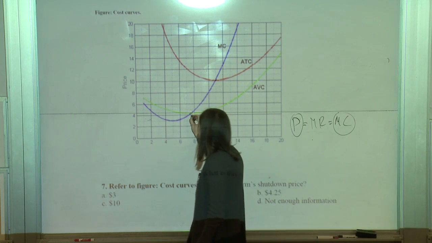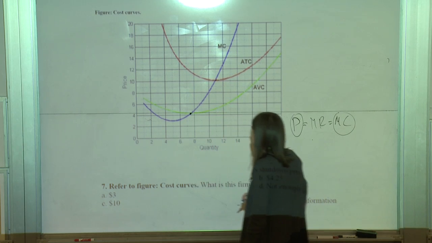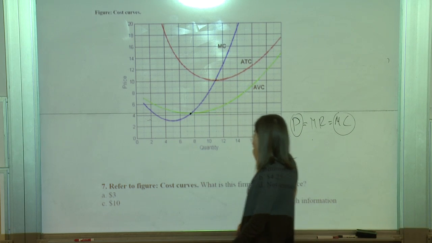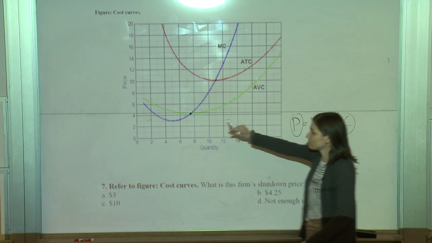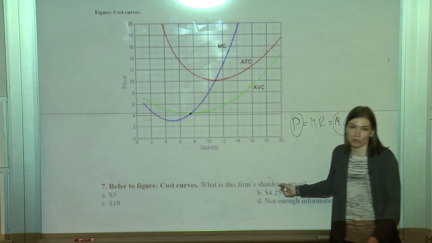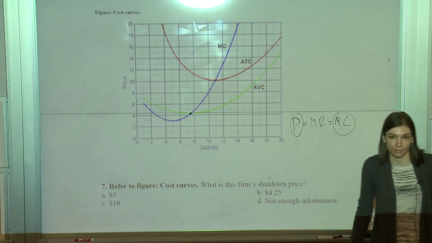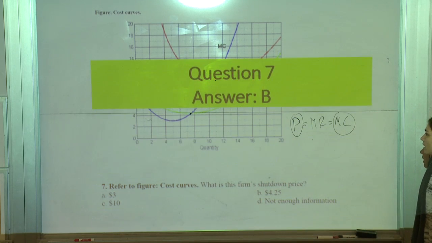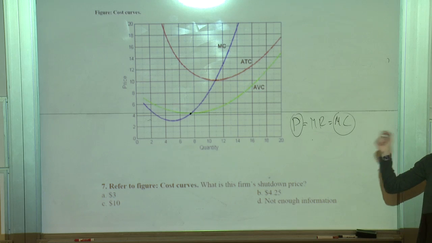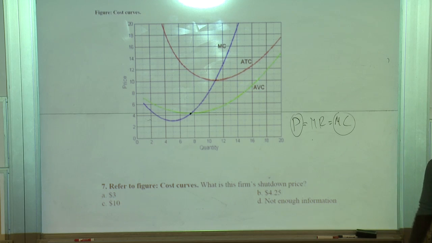And that's at this point here. And looking at it, it's 4.25. It's a bit above 4, and the closest answer is B. So that would be 4.25. At that price, would the firm operate at a profit or at a loss in the short term? It would operate at a loss, and that loss is going to be equal to exactly its fixed cost. Does that make sense? All right.